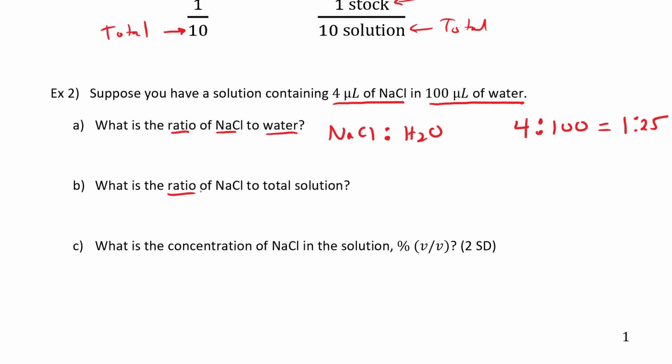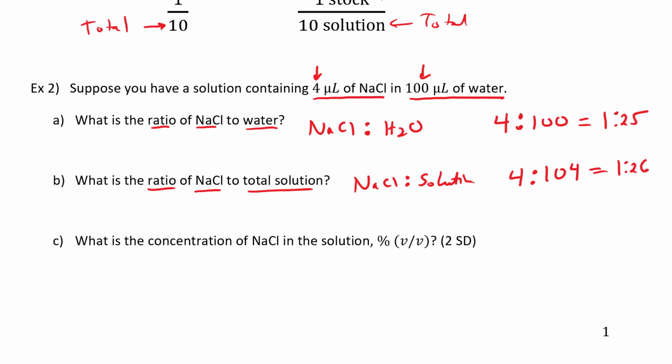If I use a different ratio, comparing sodium chloride to total solution, I will get a different ratio. In this case, I would get 4 parts sodium chloride to total solution. I add my solute plus my solvent, 104. Notice the ratio is different.